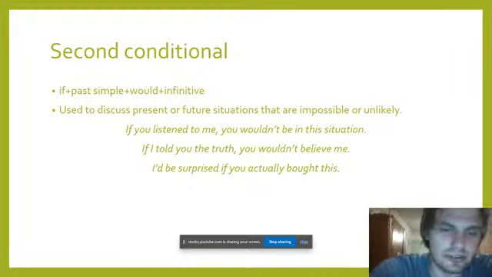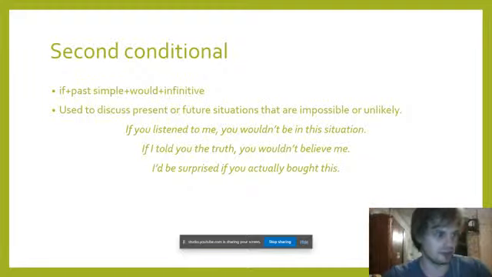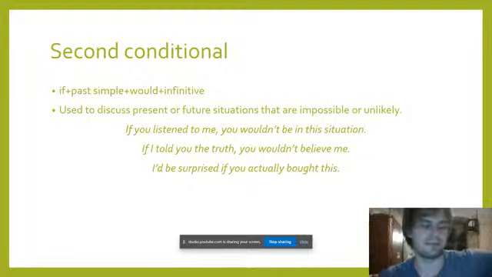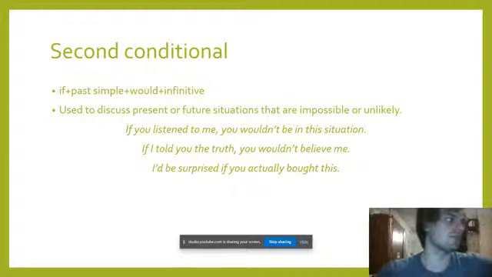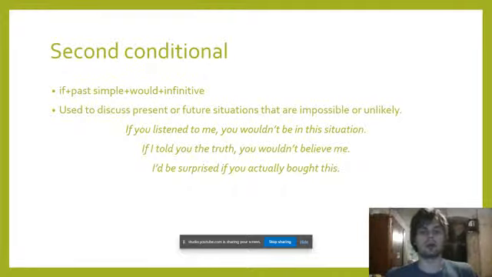And the third example: I would be surprised if you actually bought this. So the speaker addresses the listener. They are planning on making a purchase, and they see something that is unlikely to be bought by either of them, which means that it's ridiculously expensive, not to their taste, or whatever other reason that would be. And again, this is a hypothetical, unlikely present or future situation.